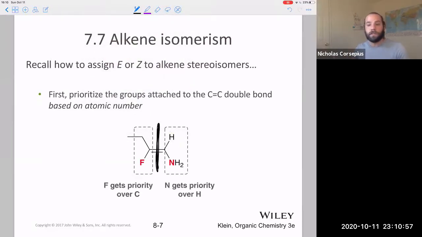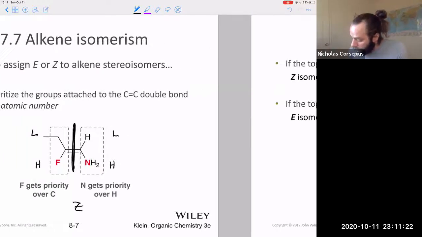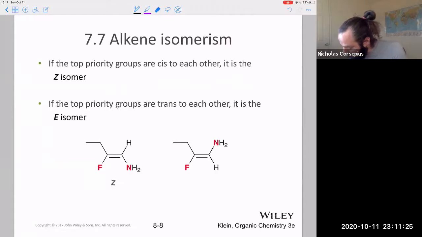This is the same way that we assign priorities with our R/S stereochemistry. First consideration is atomic number, and then from there on, it's who's bonded to who. So in this case, here would be my high priority group, here would be my low priority group, high and low. And since the high priority groups are on the same side, Z, this would be a Z stereoisomer.